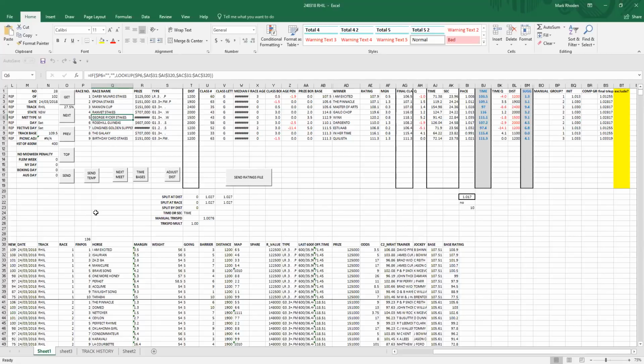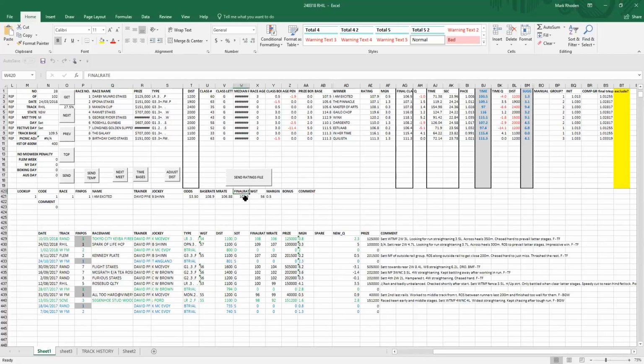And if you remember, I rated I'm Excited to price off 108. The final rating is what you end up on, 107.9. So we got that one pretty close. Saurian, now as I said, I'm Excited went well clear.